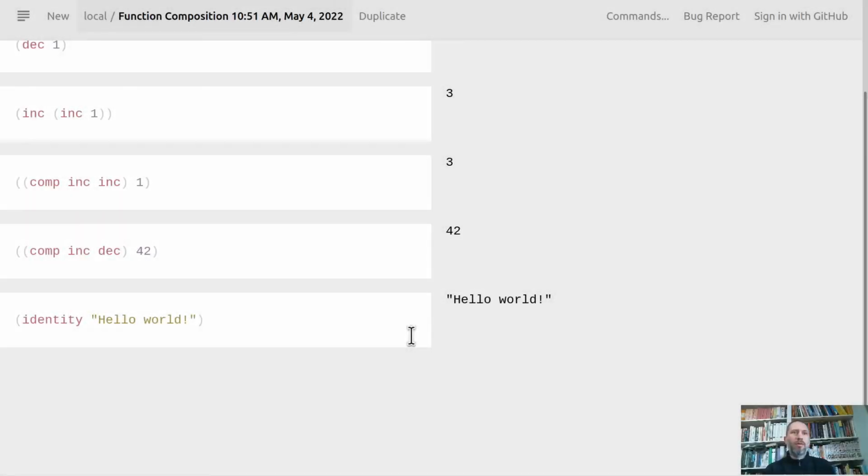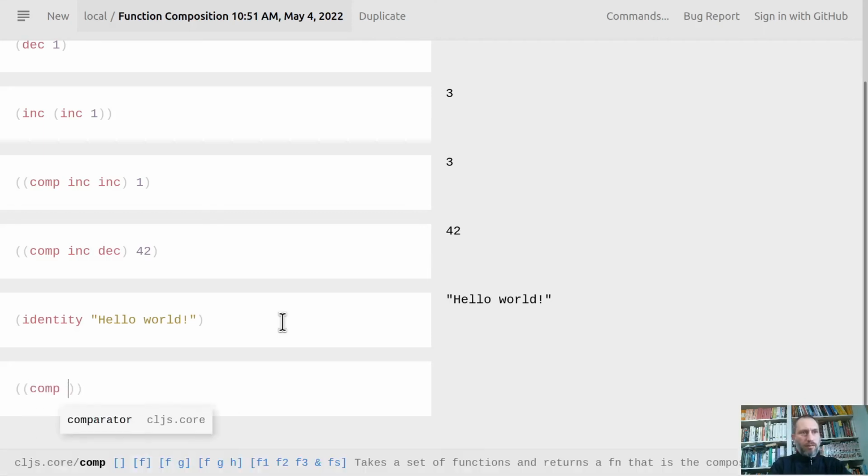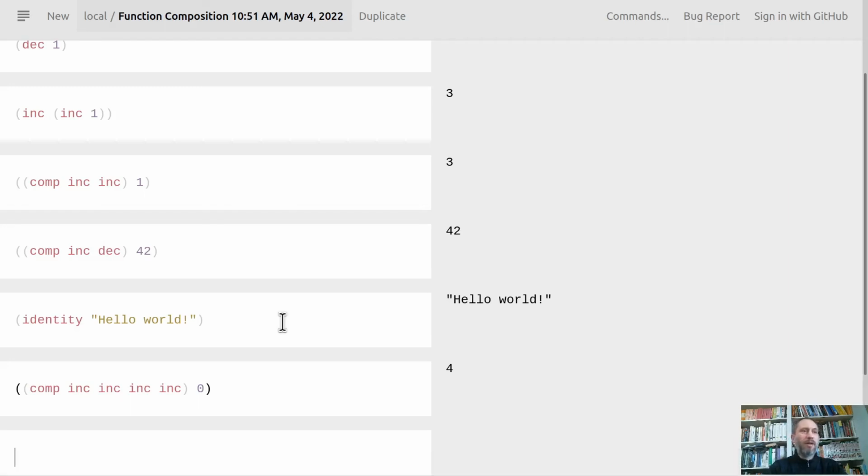So back to the code. Let's say a few more words about comp. You can actually use more than two functions. So this would be like chaining together 4 copies of inc. And if I apply it to 0, what do I get? I expect 4, and I get 4. So this is not particularly surprising.